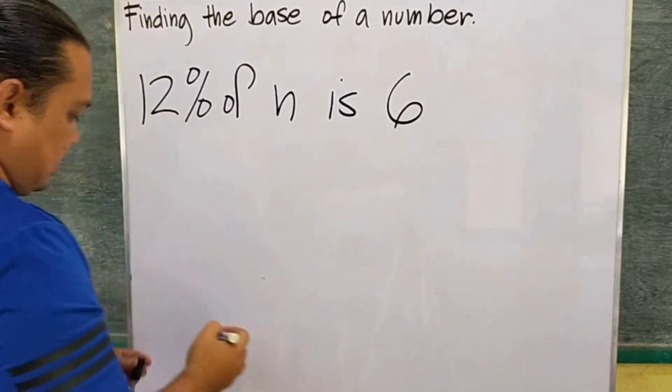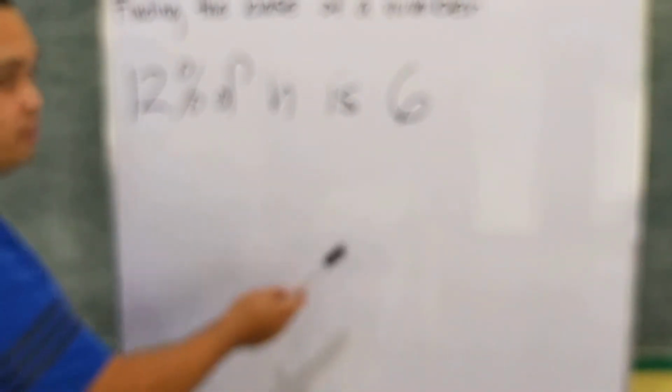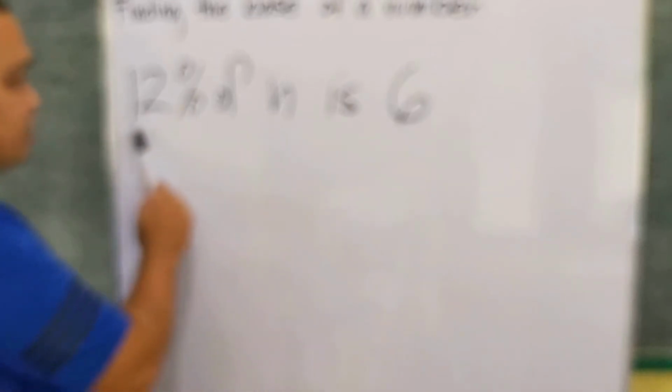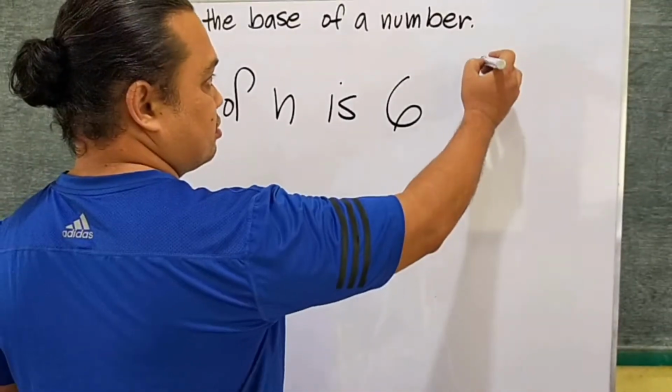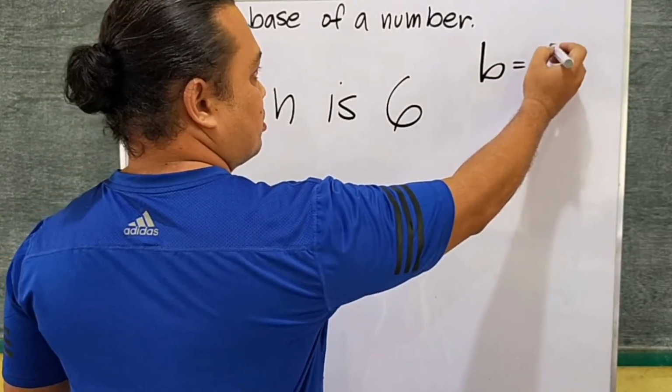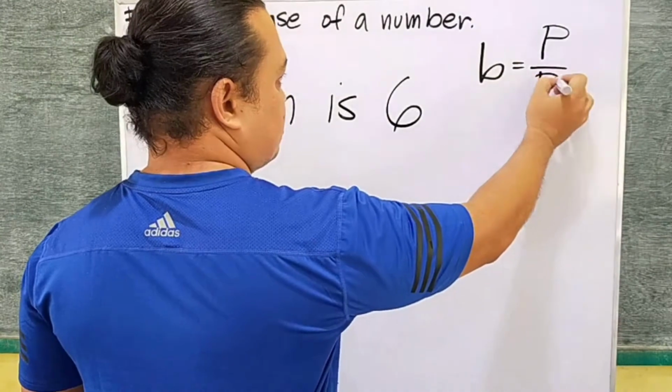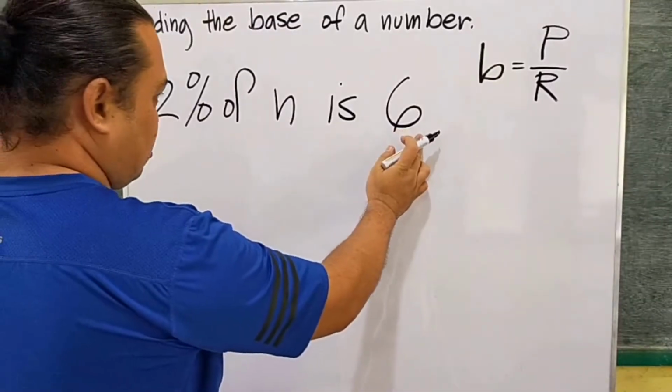Okay, so let's have an example for that. Now in our first example, Ben, we have here 12% of n. Now n here is our base. We are looking for our base, or 12% of what number is 6? So we have here our rate, we also have our percentage, and we are looking for the base. Now, basing on our Techan triangle, base is equal to P over R, that is percentage over rate.